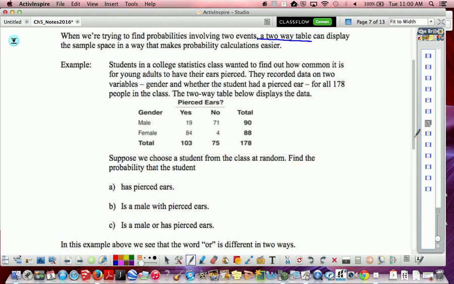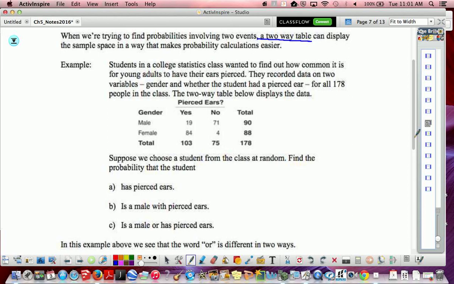It says here, students in a college statistics class want to find out how common it is for young adults to have their ears pierced. They record data on two variables, gender and whether the student had a pierced ear, for all 178 people in the class. The two-way table below displays the data. So the two different events are their gender, male and female, and whether or not they have pierced ears, yes or no. And you can see how many of each that we actually have here.